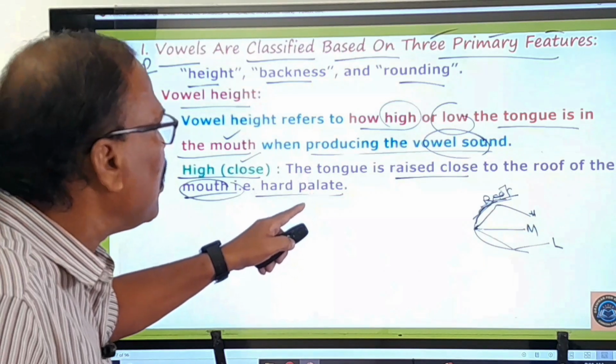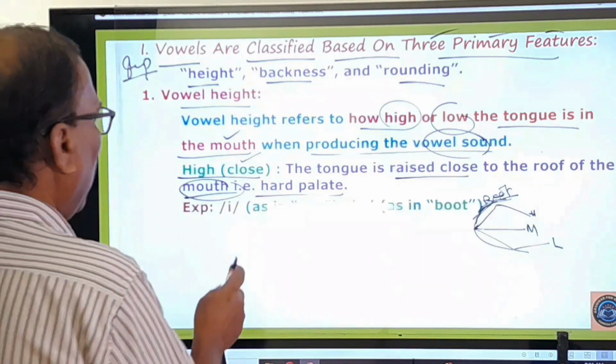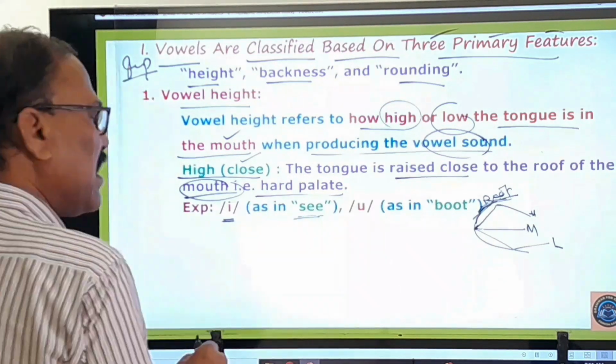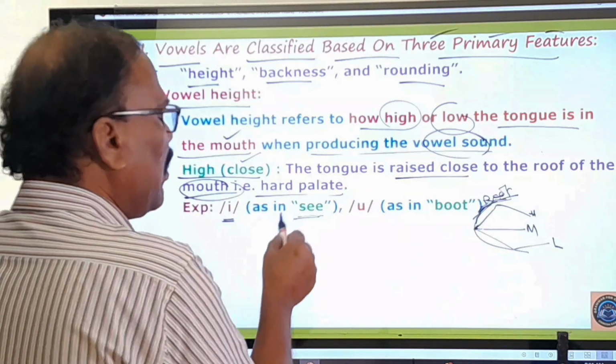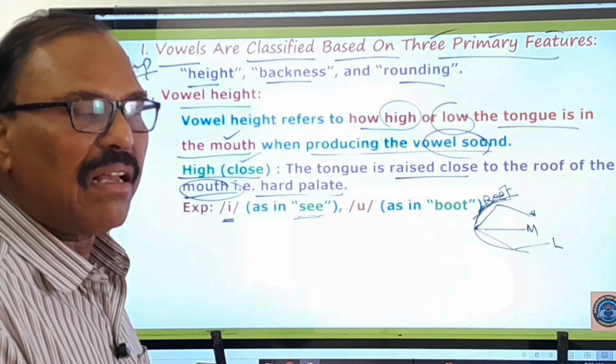In the pronunciation of these sounds, what are they? E is there, as in see. Okay, E sound is there. When you say E, what happens?